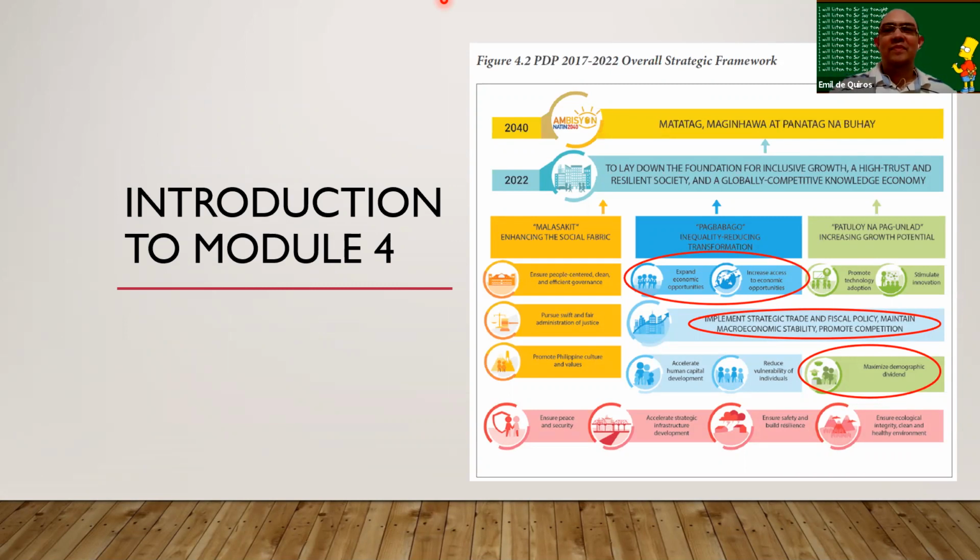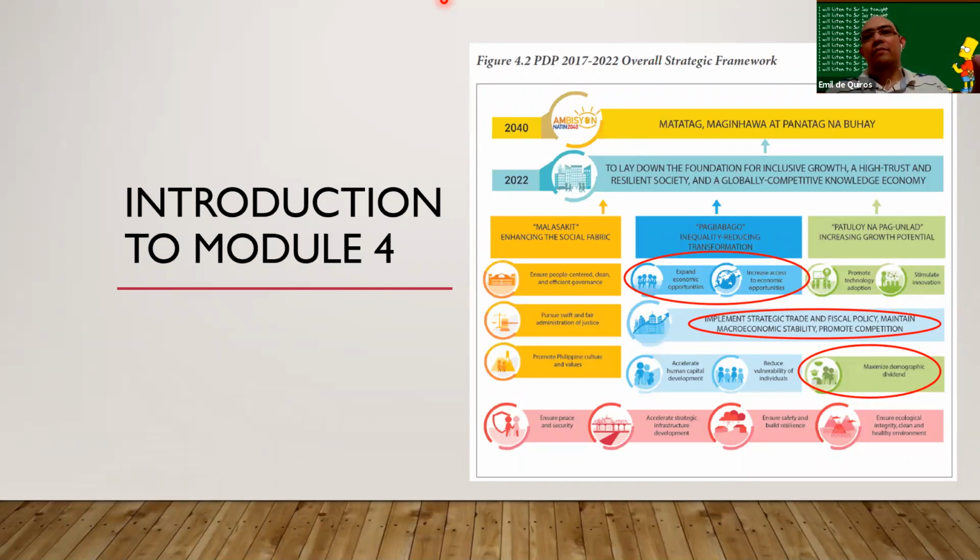I think these are the last two slides. So in Module 4, I hope some of you have started Module 4. I wanted to give you a taste of how government, all governments, even in the past, do some sort of planning, which forms the framework of their policies and plans and interventions. It's called the PDP, the Philippine Development Plan. In the past, that's called the Medium-Term Philippine Development Plan. Now it's shortened to PDP.